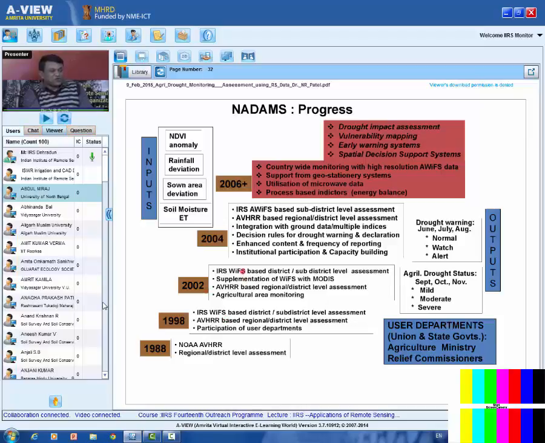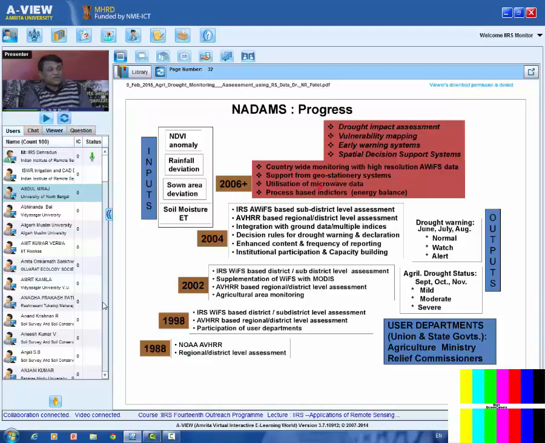Then in 2002, WiFS data was used for agriculture monitoring with supplementation from MODIS data. Then in 2004, we moved more towards a criteria-based decision rule for the drought warning and declaration process, and institutional participation and capacity building programs were also initiated. We started using IRS advanced risk data with 1C and 1D. Then further is 2006.